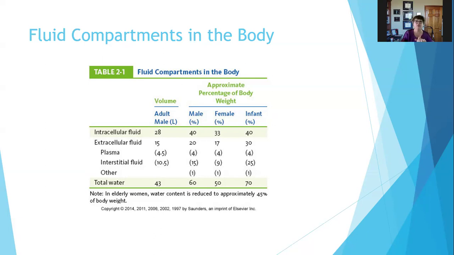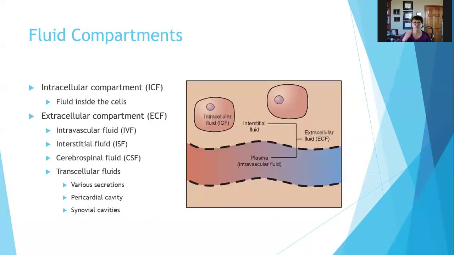So it shows the approximate percentage of body weight of a male, female, and an infant. So imagine they mean adult male, adult female, and an infant. And so you can see that adult females have a little bit less percentage of water. And the volume, I think it's interesting, 43 liters of water. That's crazy that you could even get that into a body. And it's split up between these different compartments. So we'll look at the different compartments.